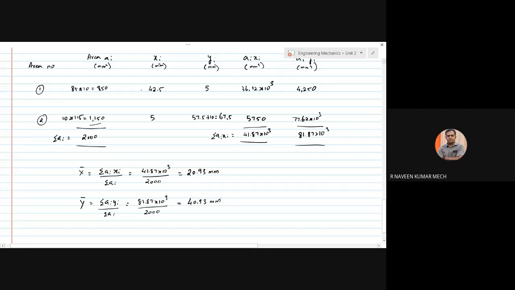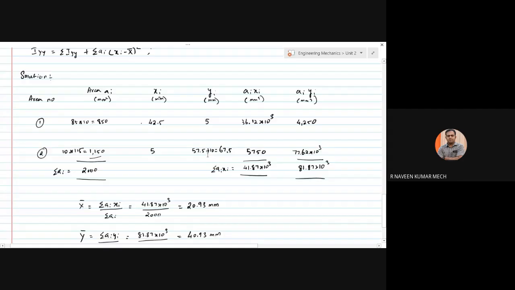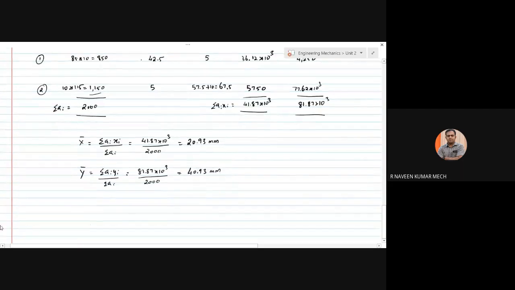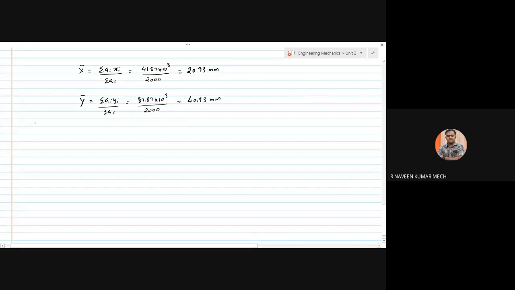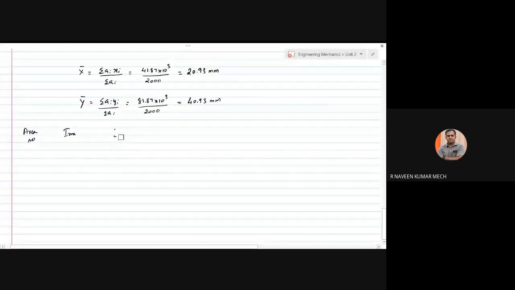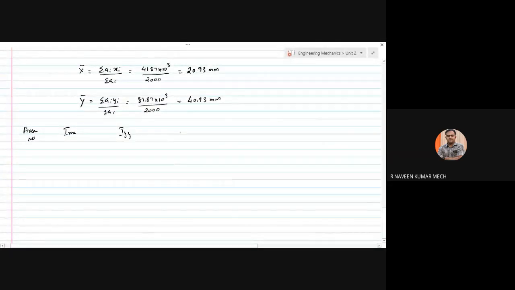Now we want to find the value of Ixx and Iyy. For that, we want to calculate this: area, number, small ixx, small iyy.